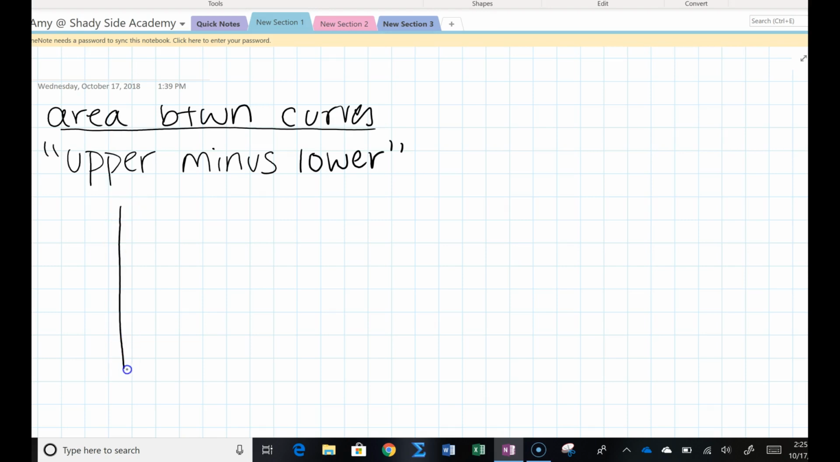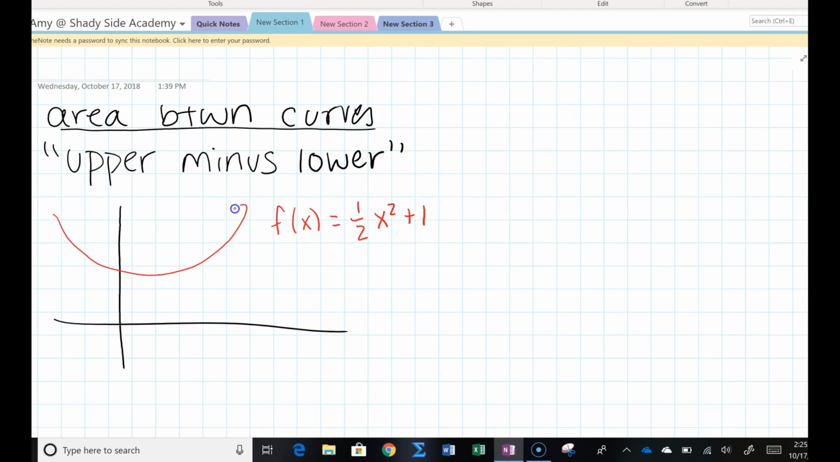Okay, so f of x equals 1/2 x squared plus 1. And I'm going to, let's do this one. 1/2. That's not accurate, but whatever.